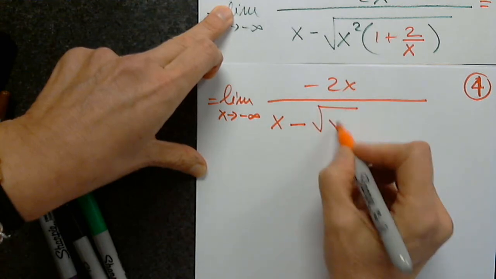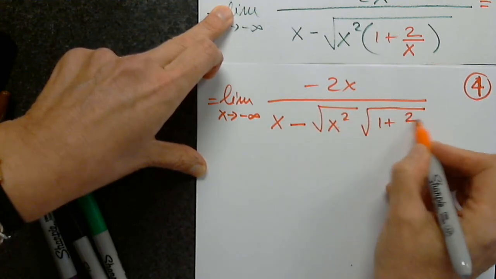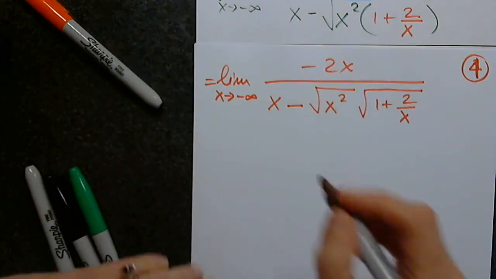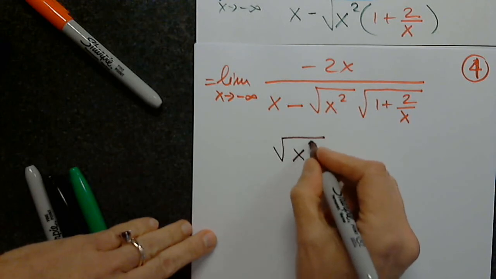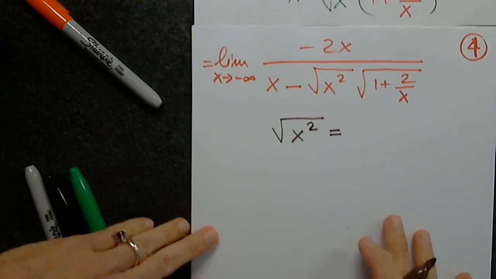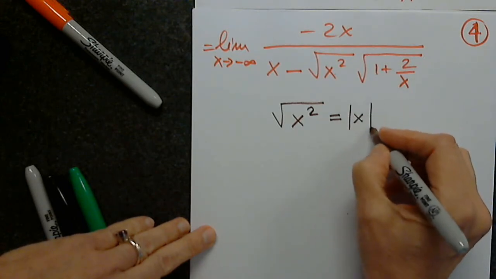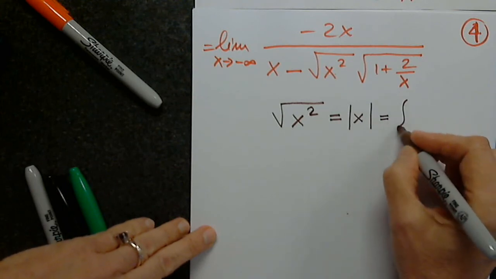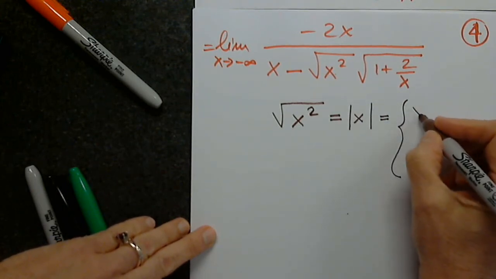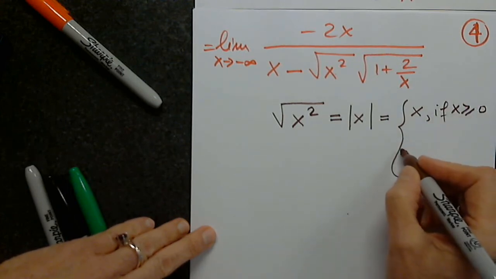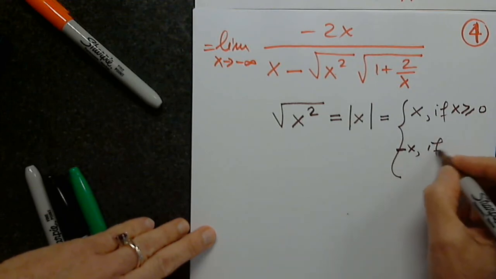So let me write it first for everyone to see. And then we have to decide, what does the square root of x squared equal to? Let me back up for a second. Do you remember in general what this represents? It represents the absolute value of x, which is x if x is greater than or equal to 0, or negative x if x is less than 0.